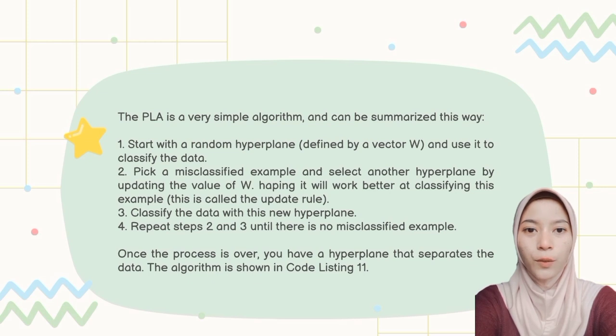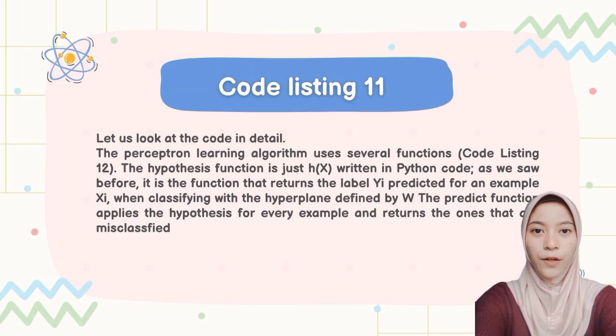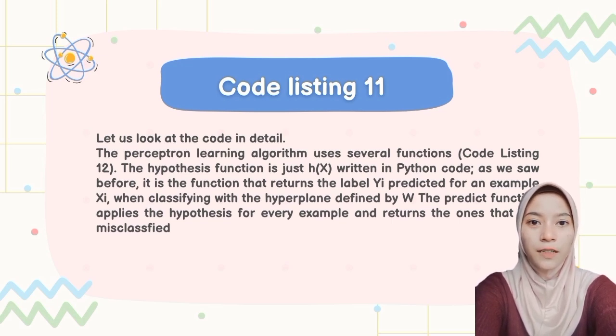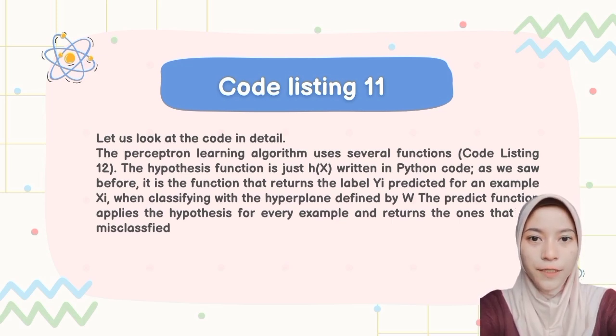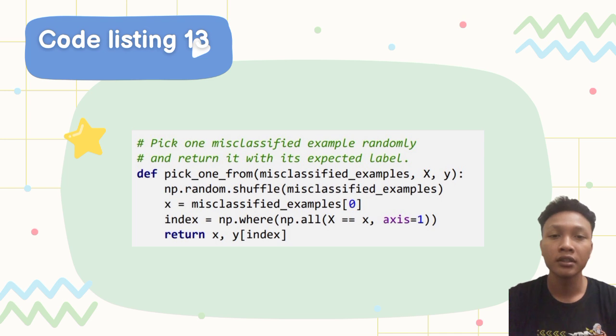The algorithm is shown in code listing 11. Let us look at the code in detail. The perceptron learning algorithm uses several functions. Code listing 12. The hypothesis function is just h(x) written in Python code. As we saw before, it is the function that returns the predicted label yi of an example xi. When classifying with the hyperplane defined by w, the predict function applies the hypothesis to every example and returns the ones that are misclassified. Code listing 13.